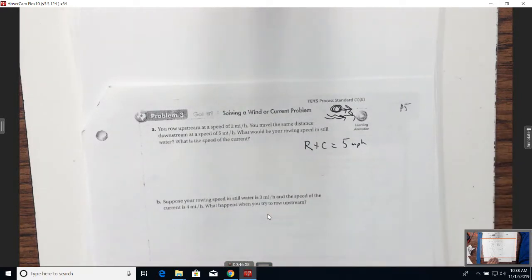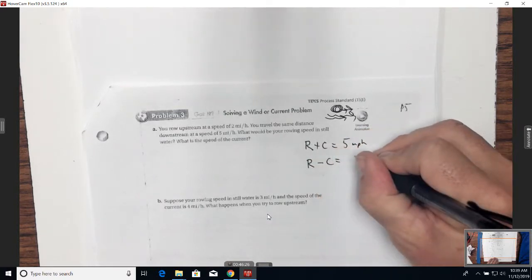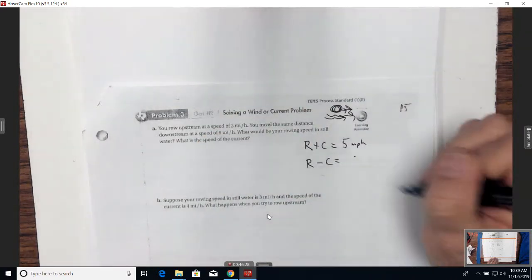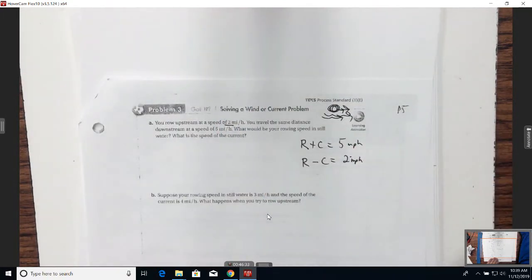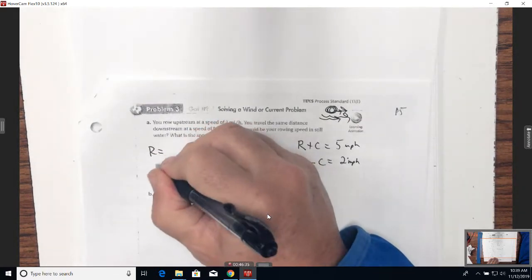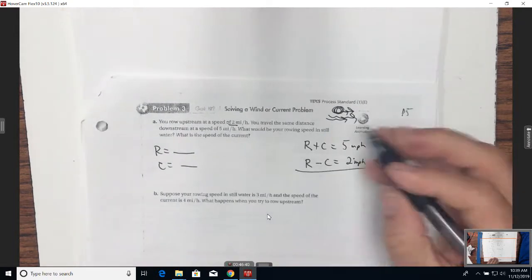Now, against the current, if the current's pushing me from this wall back to this wall and I'm not rowing, what's going to happen? I'm going to be pushed backwards. So my speed there is my rowing speed minus the current, which would be equal to the speed at which I'm going upstream, which is 2 miles per hour. Solve that to tell me what your rowing speed is and what the current is. How would you solve it?